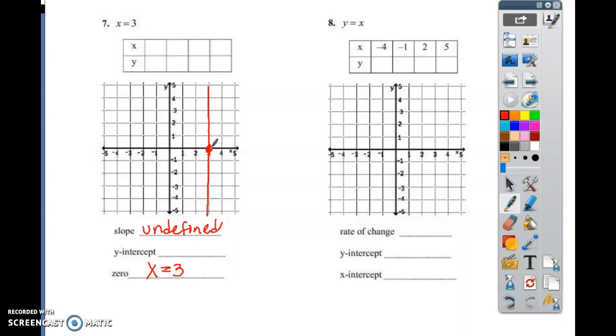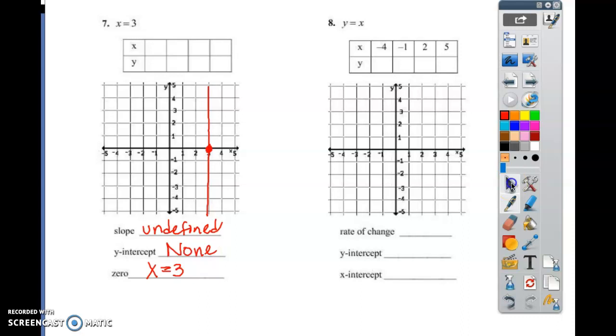What's my y-intercept? Where does it cross? Right here, the y-axis. Where does it cross it? ¿Cuándo va a cruzar aquí? Never. It's never going to cross it. So this is none. Nunca. It's never going to cross the y-axis, so there is no intercept.